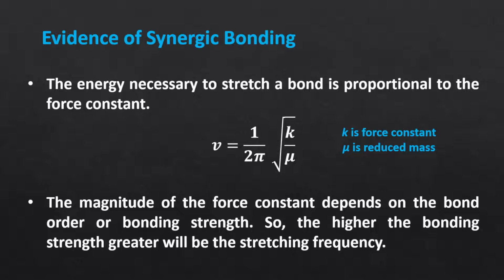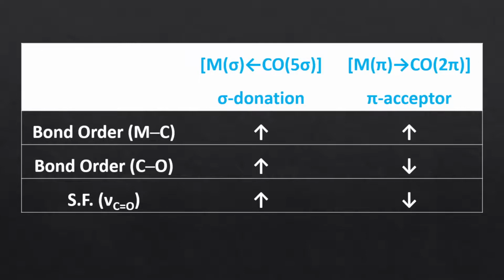The donation of 5 sigma electron to the vacant orbital of metal leads to a decrease in electron density in the higher energy antibonding molecular orbital of carbon monoxide. Consequently, the bond order of carbon-oxygen bond in carbonyl increases as the electrons from the antibonding molecular orbital are donated. On the other hand, the acceptance of filled d orbital electrons of metal into 2 pi orbital leads to an increase in the electron density in the higher energy antibonding molecular orbital of carbon monoxide. Consequently, the bond order of carbon-oxygen bond in carbonyl decreases.